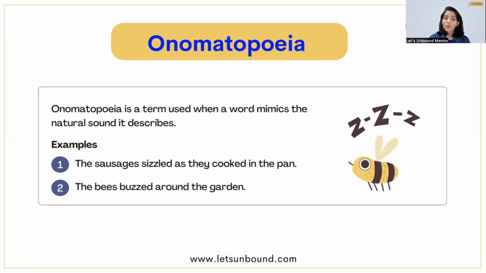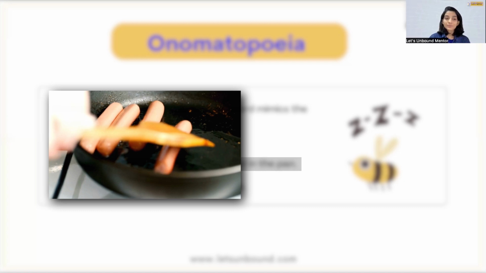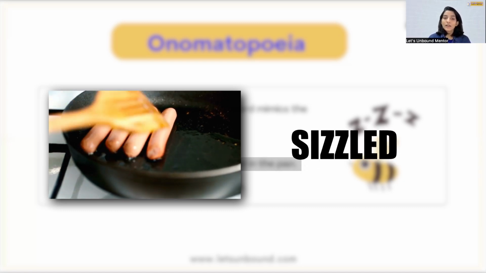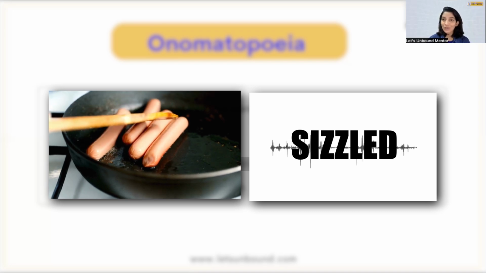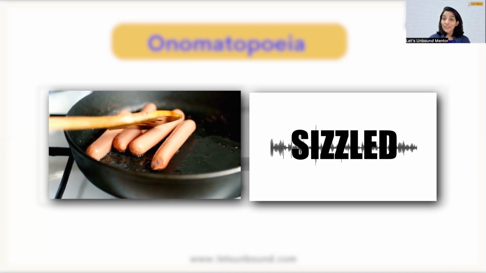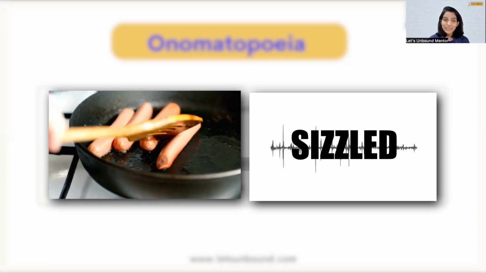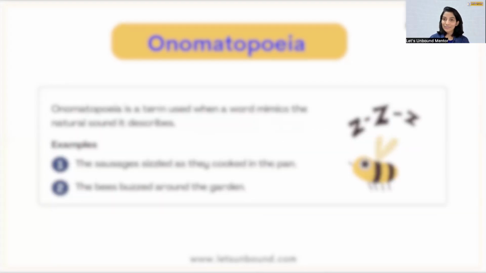Okay, so these words help create a more vivid and sensory experience for the reader by allowing them to hear the sound described in the text. If we look at the examples, the first example says the sausages sizzled as they cooked in the pan. Now, the word sizzled imitates the sound of sausages cooking, helping the reader imagine the sound of food frying and enhancing the sensory experience of the scene, right?